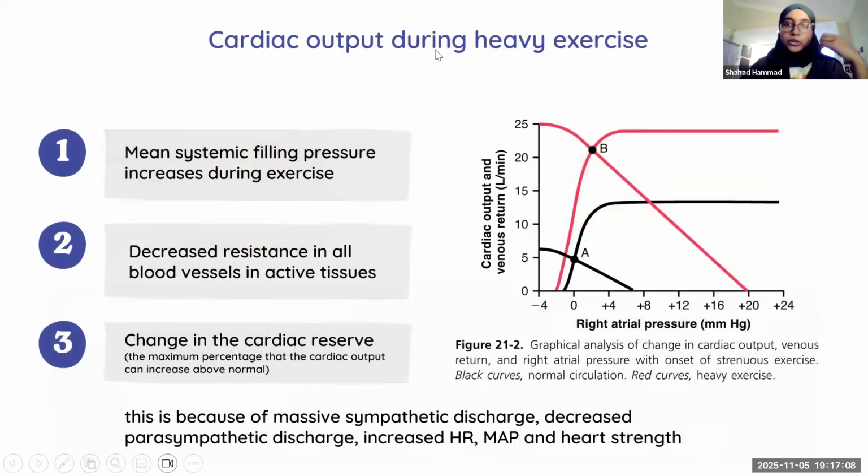Now, we're going to go into more graphs in this lecture. There's a lot of graphs, but they're all very simple. So before we go into the schematics or the changes in this graph, I just want to break down what exactly this graph is telling us.